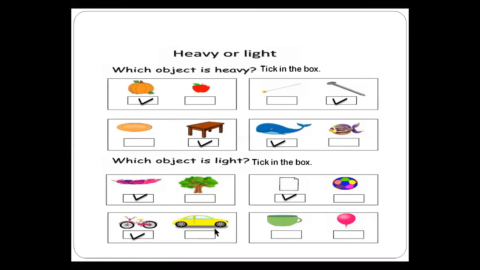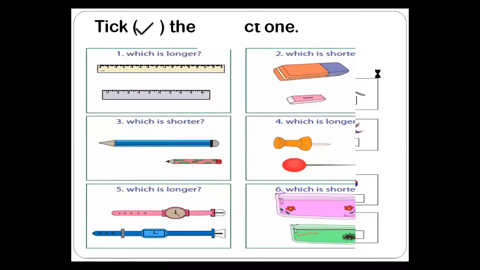In the last one, we have a cup and a balloon. So which will be lighter from these two? Balloon will be lighter than the cup. Now we are moving towards the next.